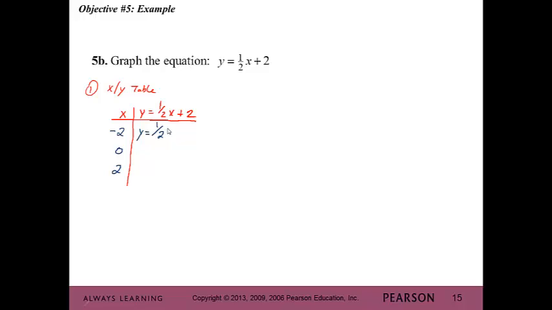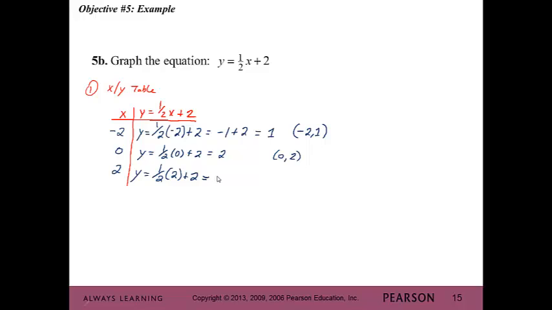We have y equals 1/2 times negative 2 plus 2, which is negative 1 plus 2. The fraction clears out, and y is positive 1. So we have the point (-2, 1). And then we're going to have y equals 1/2 times 0 plus 2, which means y is 2. So we have the point (0, 2). And then we have y equals 1/2 times 2 plus 2, which is 3. So we have the point (2, 3). And then step 2 is to go ahead and plot these points.